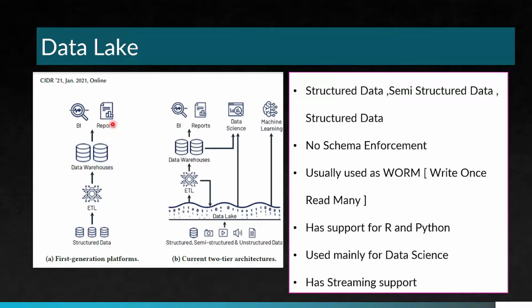The next generation came with a data lake. You have structured, semi-structured, and unstructured data, and then you had ETL going into the data warehouses, and from the data warehouse you had BI and reports. You can also do data science using Python and R, but the main objective was to dump the data in the data lake without any transformation. And you can do data science and machine learning on it.